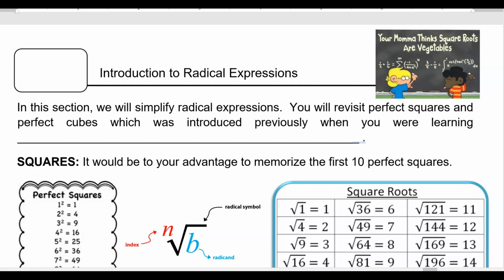In this section, we will simplify radical expressions. Now, we've talked about perfect cubes and perfect squares before, and those concepts were previously introduced when you were learning the difference of squares and the sum and difference of cubes.